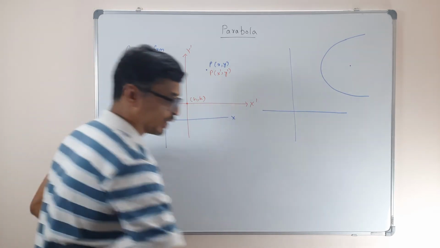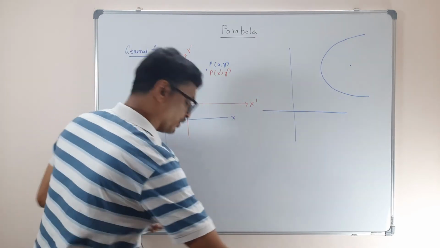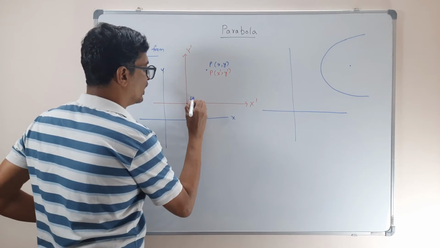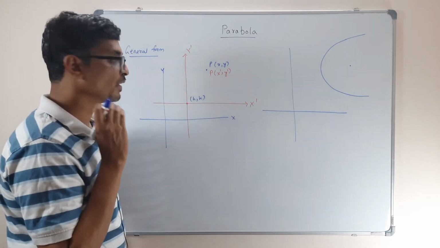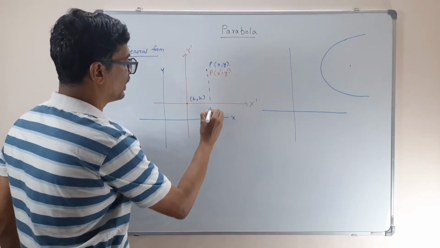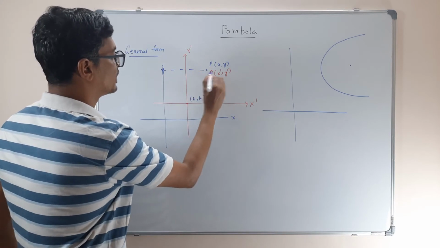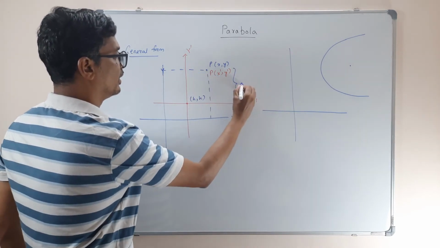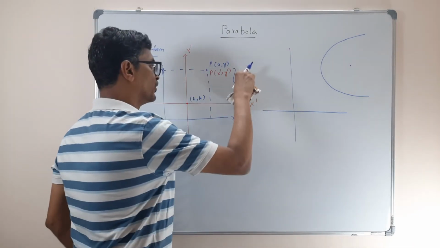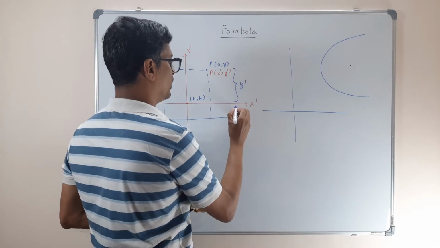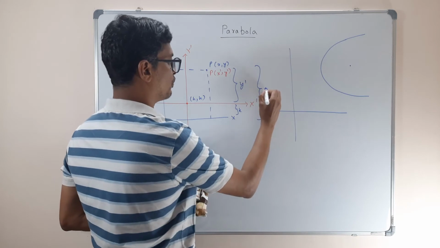If this point corresponds to h comma k in this frame, let me write it in blue color, the origin of your red coordinate system, if this is h comma k, then you know what all these points will be. x prime will be x minus h. Am I right? So this length is your x prime. Sorry, y prime. So this length is your y prime, and this length is your k, and this total length is your y.